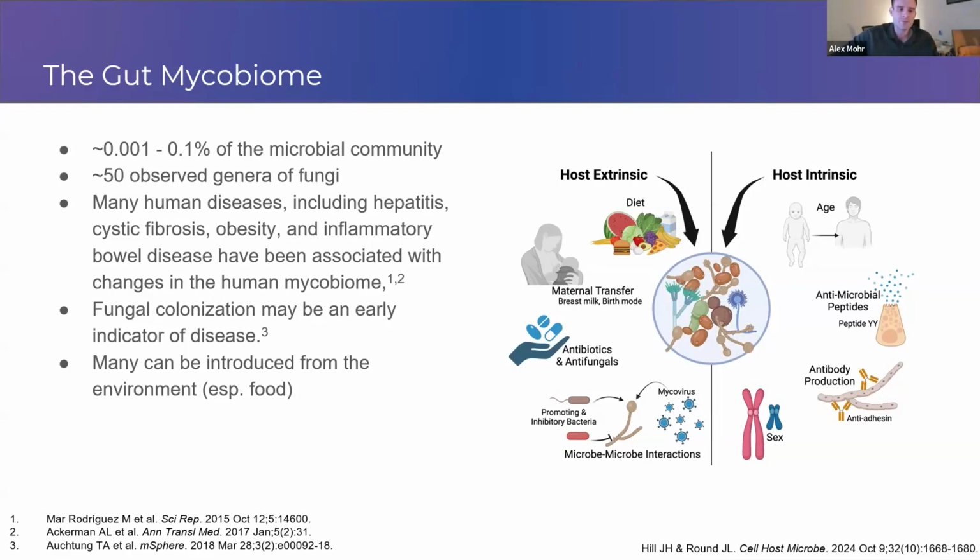When we look at the most prevalent genera of fungi in the gut, really it's about 50 features. So it's not a lot, but obviously we can get a lot more diversification when we go down to the species and the strain level. And these 50 genera are associated to varying degrees with different really problematic human diseases, whether we're looking at things like hepatitis, cystic fibrosis, obviously a very prevalent one, obesity, IBD.